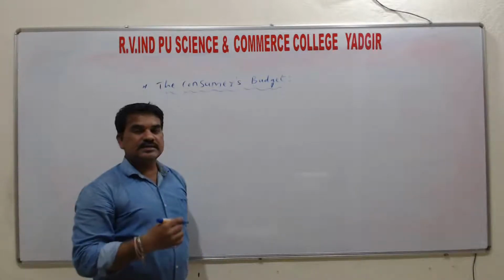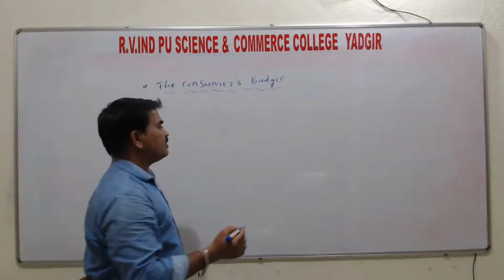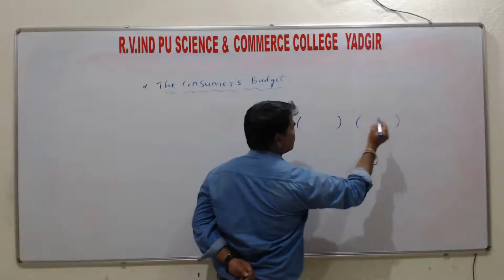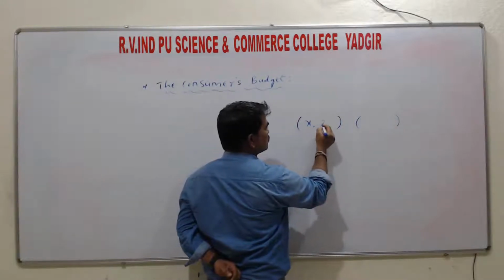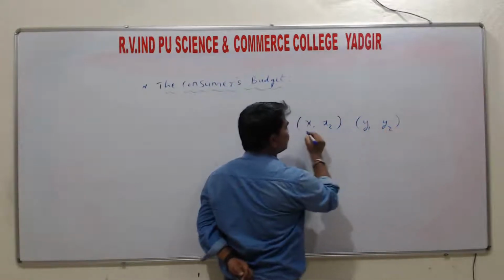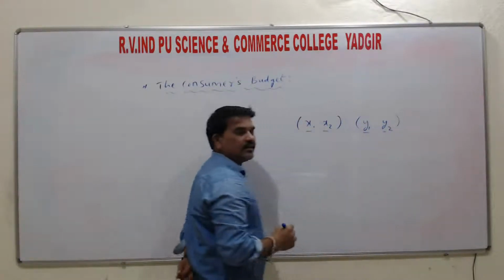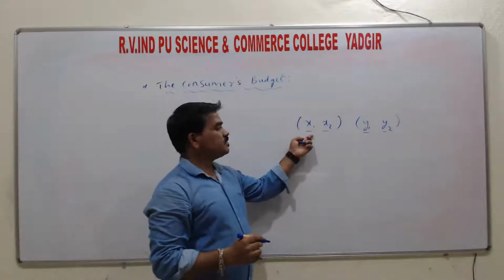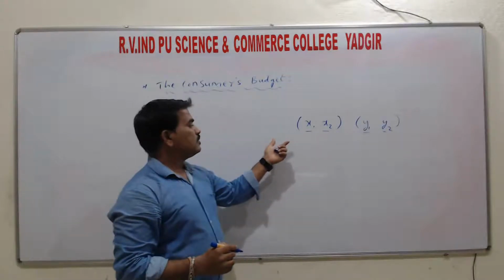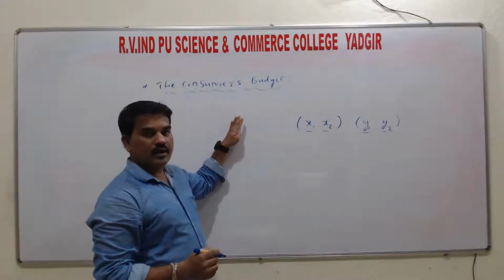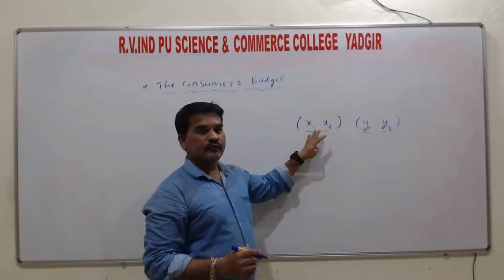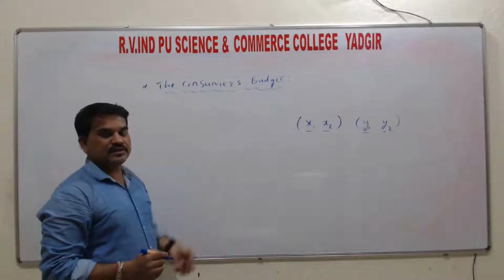Consumer's budget is his income, with which he can buy bundles containing two goods, and the prices of these goods are given in the market. So whatever amount he has to buy these bundles, we call it the consumer's budget.